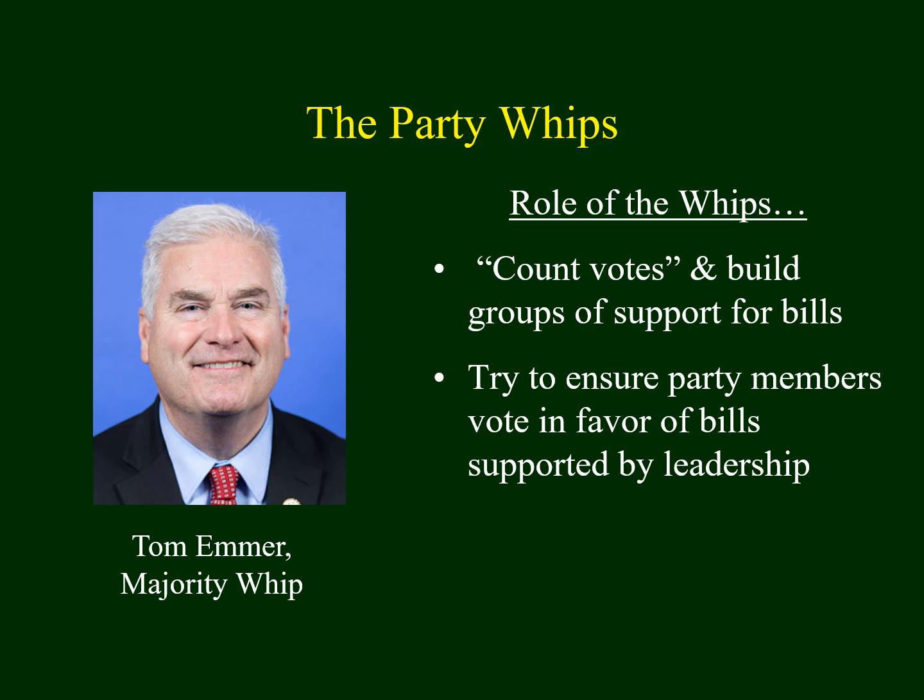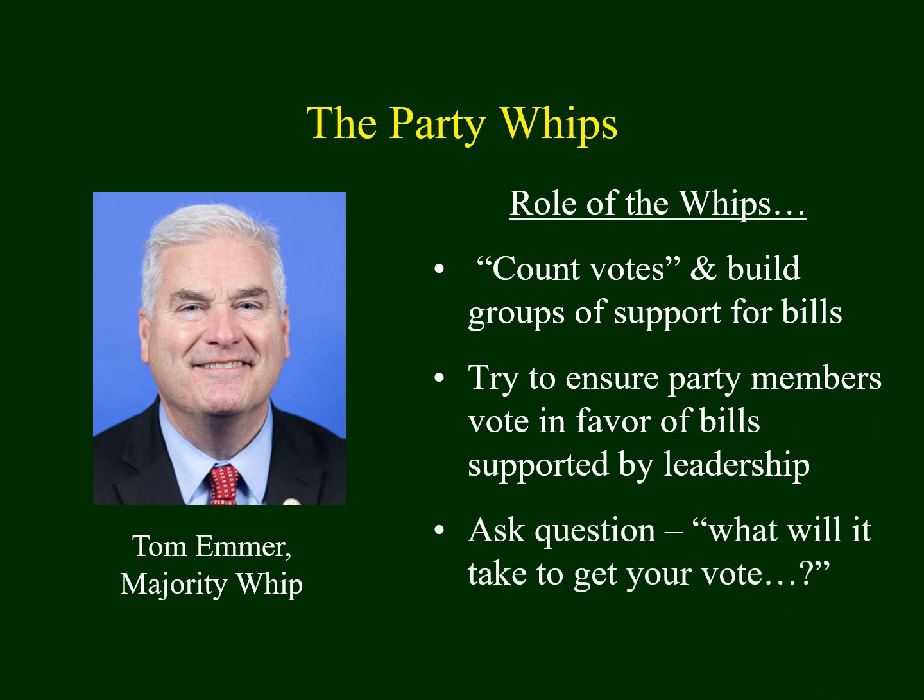There are two primary things that whips do. First of all, they count votes. They try to determine if a proposal will pass or not, if it will have enough votes. Secondly, if it's on the edge, they try to build support and groups of support for bills in order to try to get them passed. Essentially, they try to get members of their party to vote in favor of legislation that leadership supports.